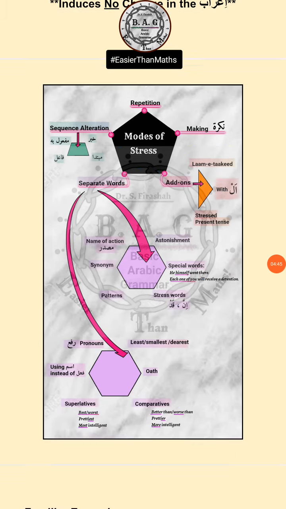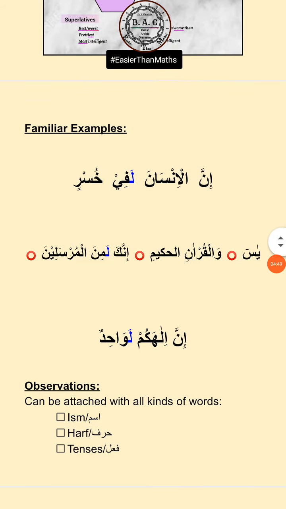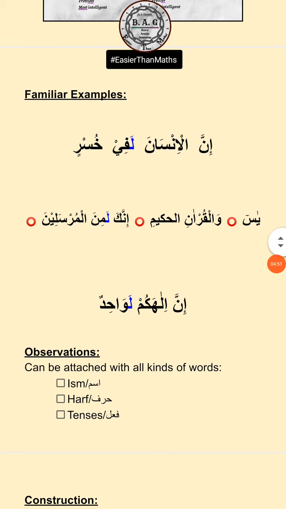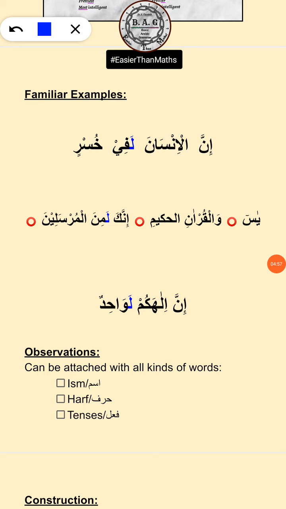So let's begin. Now, the familiar examples where you might have noticed this Laam-e-taakeed, however, you might just have gone past by it, and that is because you didn't quite identify it.